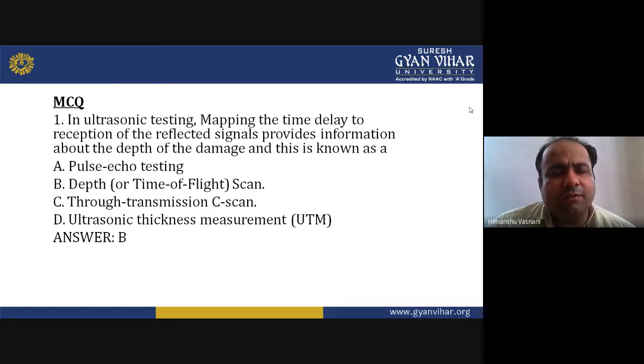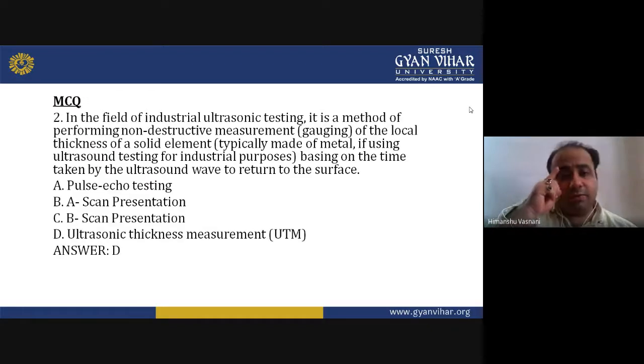Thickness measurement, by reading the statement, no kind of thickness measurement is shown. In ultrasonic testing, mapping the time delay to reception of the reflected signals provides information about the depth of the damage, and this is known as depth or time of flight scan. Okay, this is depth or time of flight scan. Now in the field of industrial ultrasonic testing, this is the method of performing non-destructive measurement, like gauging of the local thickness of a solid element typically made of metal, if using ultrasound testing for industrial purposes, basing on the time taken by the ultrasound wave to return to the surface.